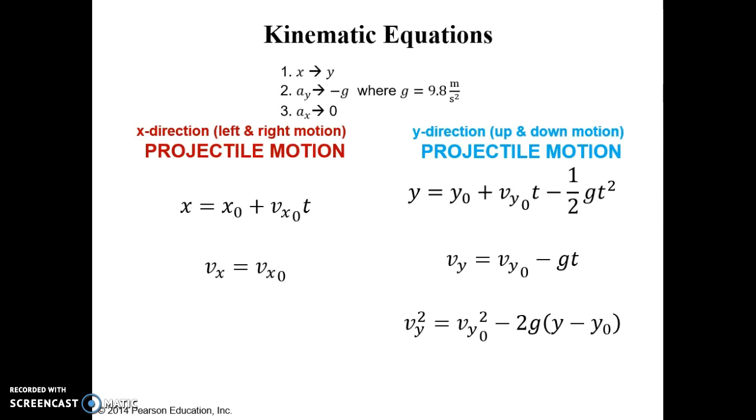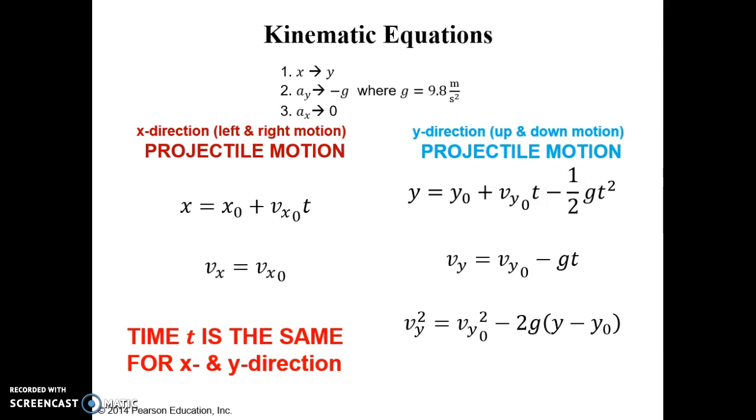And what variable do you notice that's similar between the kinematic equations in the x and y direction? That's right, time. If you happen to calculate time in the x direction, you can use that same value in the y direction. That's because the two velocity components in the x and y direction travel together for an object in projectile motion.